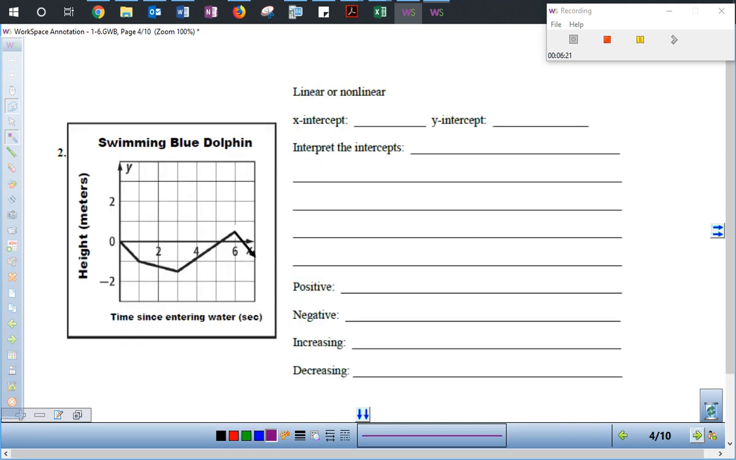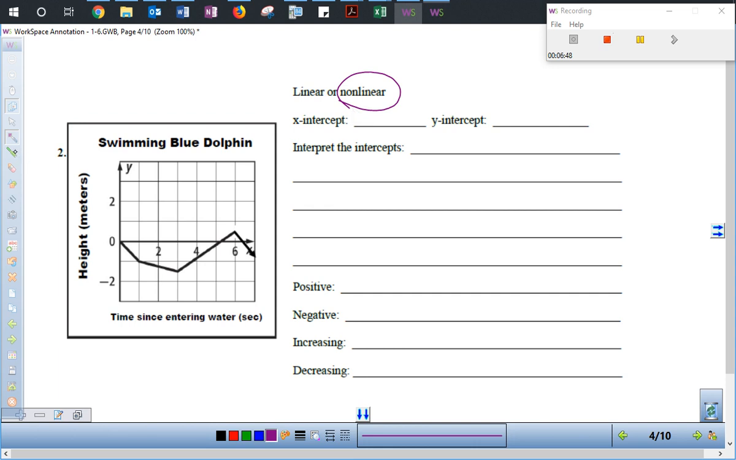Now number two, we're talking about a swimming blue dolphin, and we're comparing the time since entering the water in seconds versus the height in meters. Pay very close attention to this graph because the x-axis is not on the bottom like it has been in the past. Here the x-axis is right here. They shifted it so we could see more of the graph. So first question, is this linear or nonlinear? This is not a straight line the whole time, so it is nonlinear.